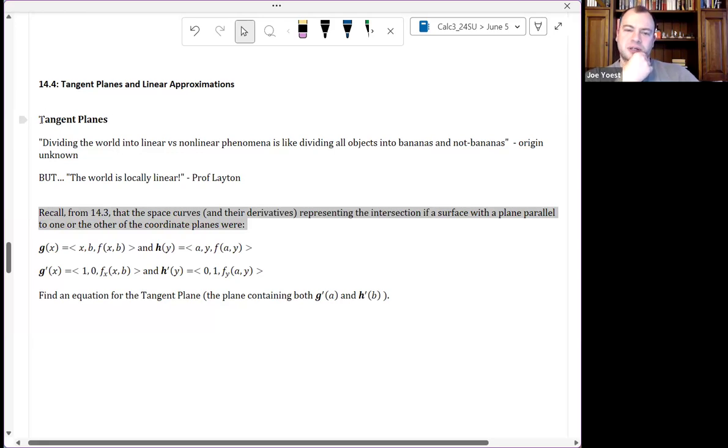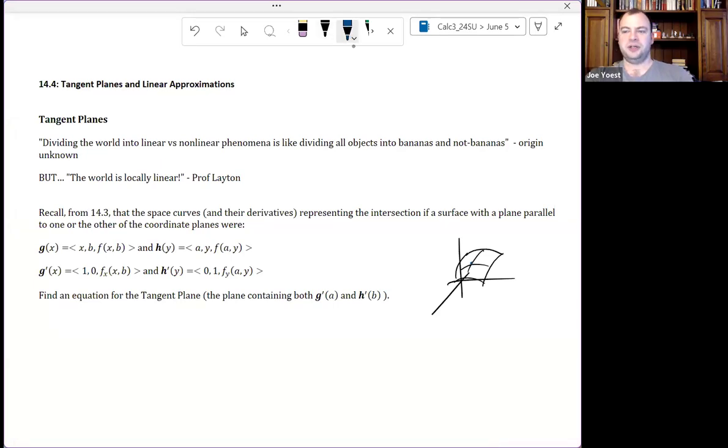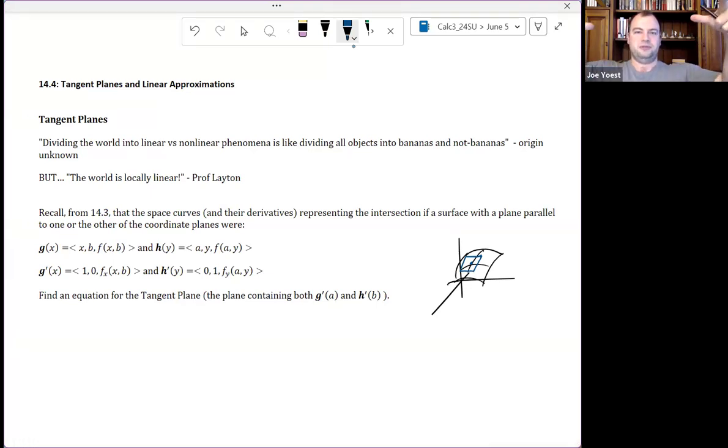Okay, so I would like to find a tangent plane. In other words, if I have a surface, let me draw my little surface here again. And a point of interest on that surface, I would like to find a plane that's tangent to that surface. In other words, I would like to find a flat sheet of paper that if I lower it down onto that surface, it's going to touch it at just that one point of interest.